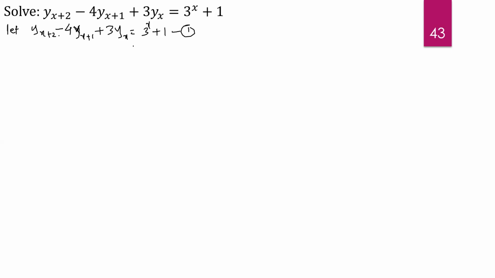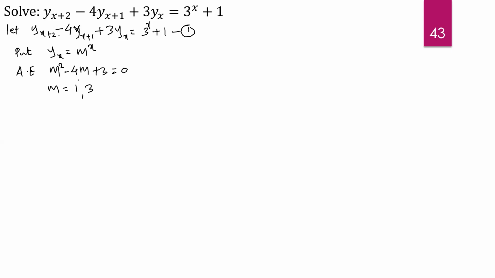Say equation number 1. For the general solution, we require the auxiliary equation. For that, put y suffix x is equal to m to the power x. Then after putting this and simplifying, we get the auxiliary equation m square minus 4m plus 3 is equal to 0. So here we get the roots m is equal to 1 and 3. Let us verify.